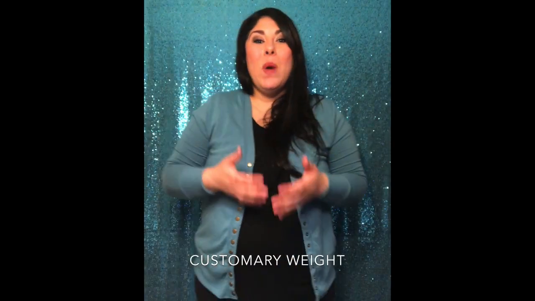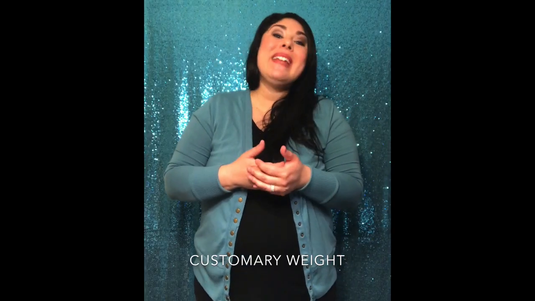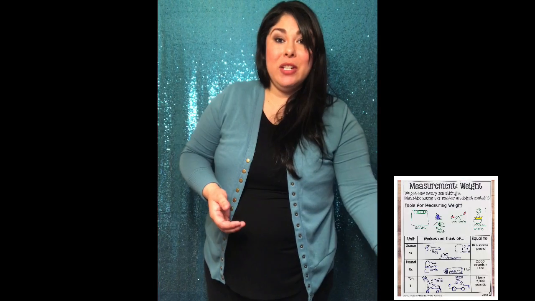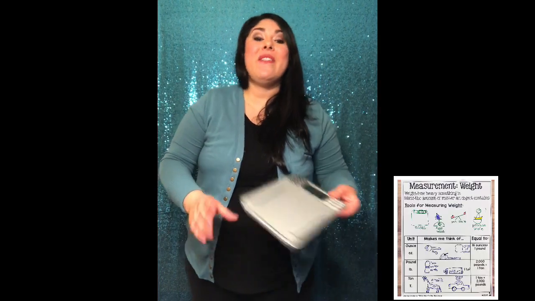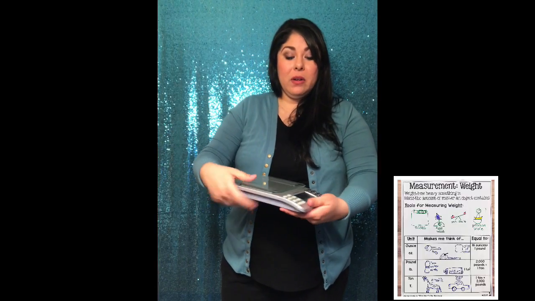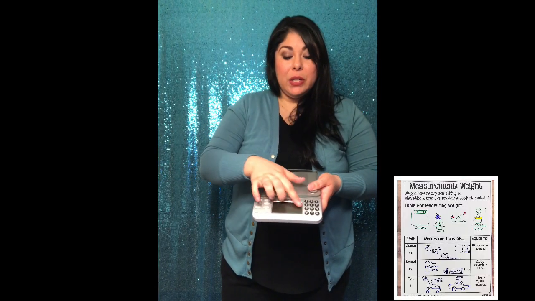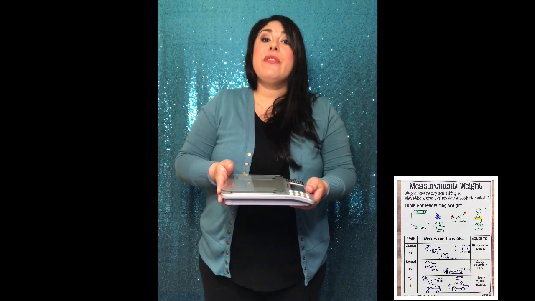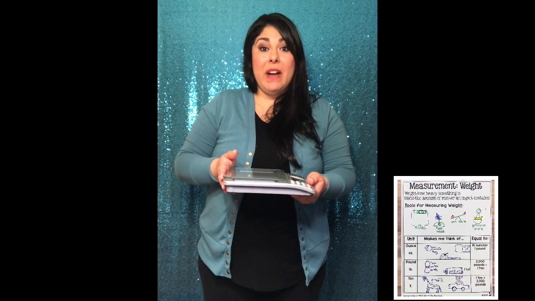Now, let's talk about weight in the customary system. Weight is how heavy something is. What are some tools that you would need to measure weight? Now, in my kitchen, I have a scale. A scale is a fantastic way to measure weight. You set your food item here, and it'll read to you how much that item weighs. Now, this scale is for food only. It's not meant to have more than 5 pounds.